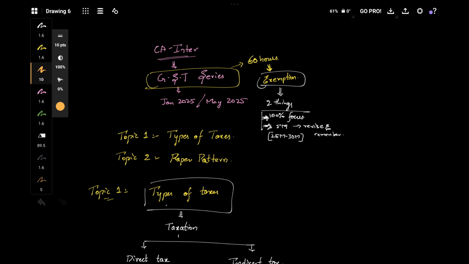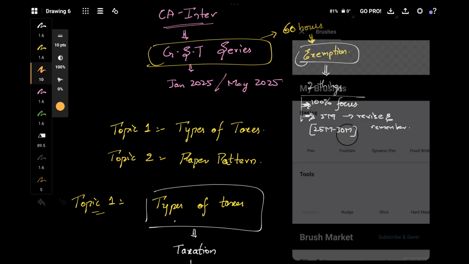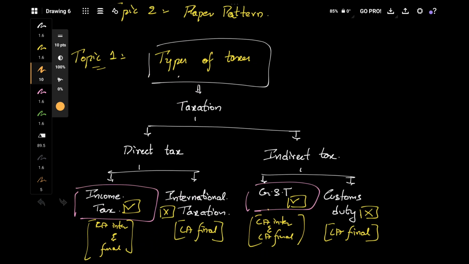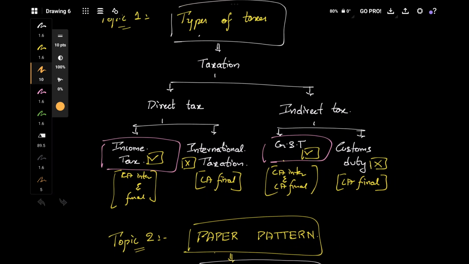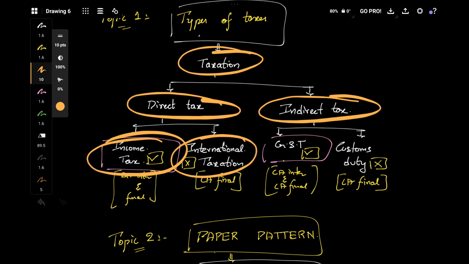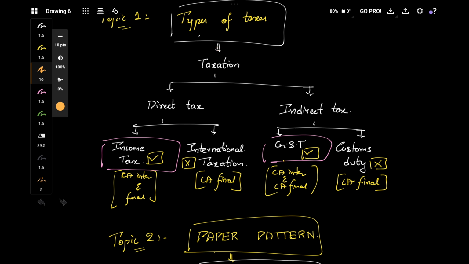In the previous class, we discussed two topics basically. Topic 1 is types of taxes, and topic 2 is paper pattern. In topic 1, we discussed that our taxation subject has two types of taxes in it. One is direct tax and the other one is indirect tax. In direct tax, again there are two types of taxes. One is income tax and the other one is international taxation. And in case of indirect tax, we again have two types of taxes. One is GST and one is customs duty. So we have completed our topic 1 this way.